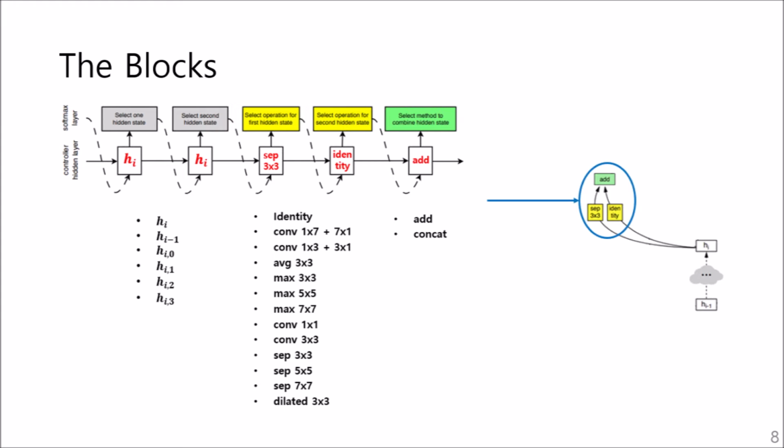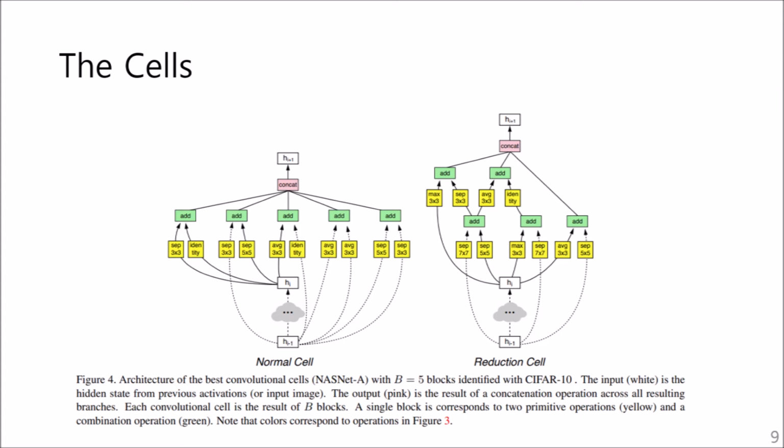If B blocks are sequentially generated like this, the convolution cell will be determined. There are 2 types of cells, normal cell and reduction cell. A normal cell is a cell that does not reduce the spatial size of the feature map, while a reduction cell reduces the spatial size. Both the reduction cell and normal cell are generated with the same structure, and the only difference is the stride of the operations in the block. When configuring a normal cell, the strides of the operations are fixed at 1, while the stride value of the reduction cell is either 1 or 2.